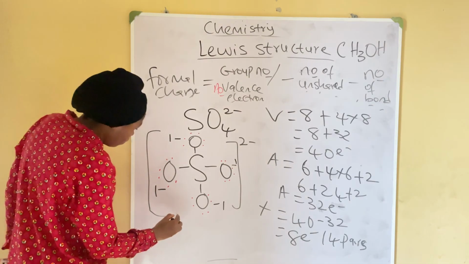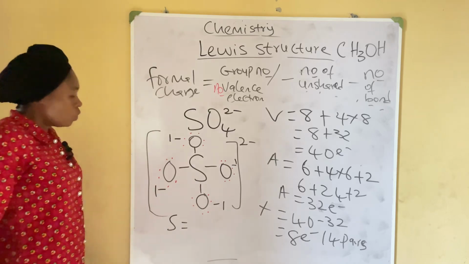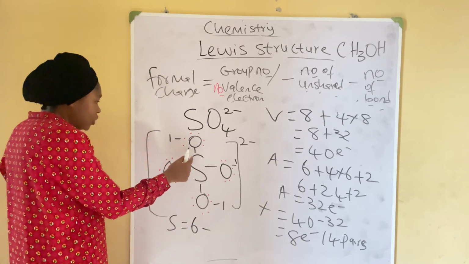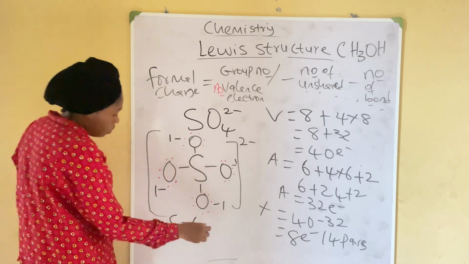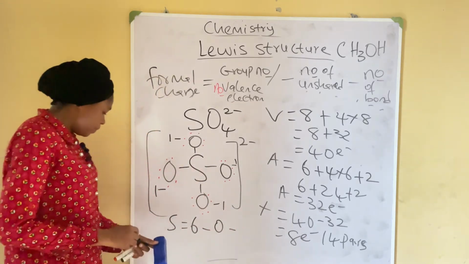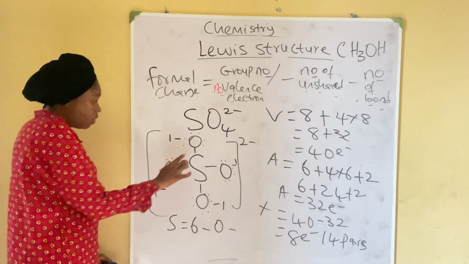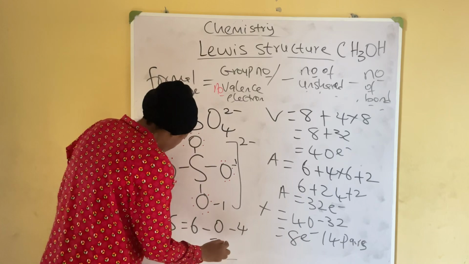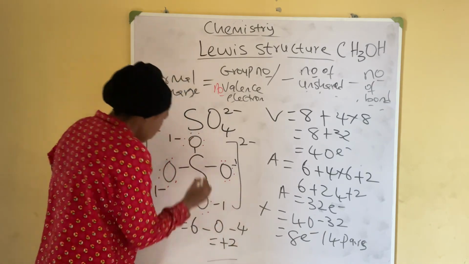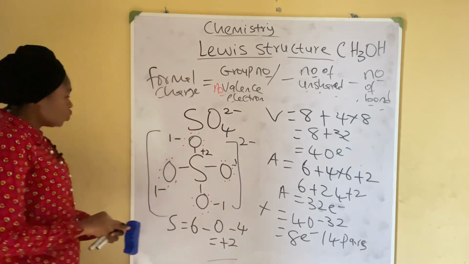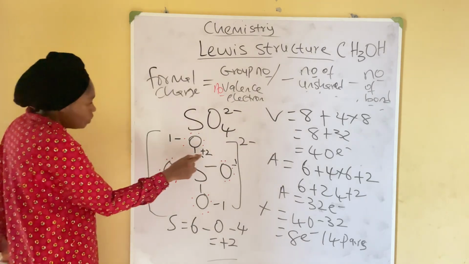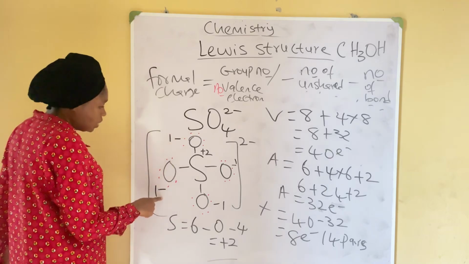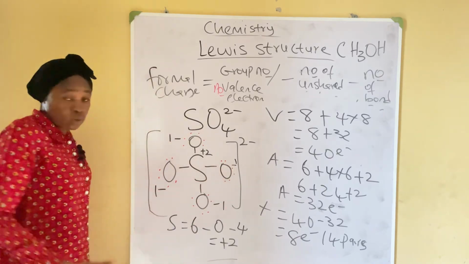Okay, let's check the formal charge for sulfur. Which group number is sulfur? 6. Any unshared electrons on sulfur? No, 0. What about bonds? Number of bonds? 1, 2, 3, 4. That is 4. So the formal charge for sulfur is plus 2. So 2 minus 1 is 1. 1 minus 1 is 0. Minus 1 plus minus 1 is minus 2, which confirms the charge.